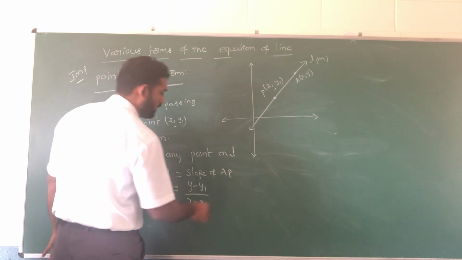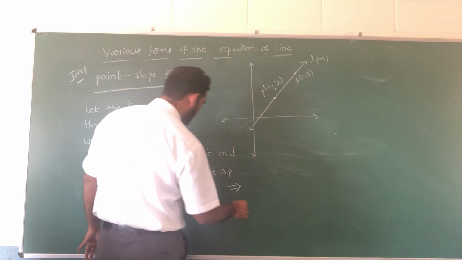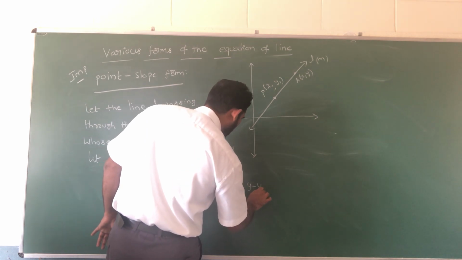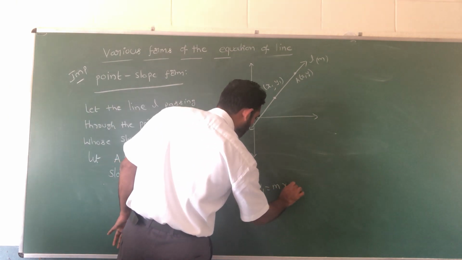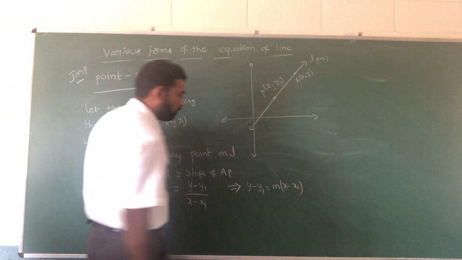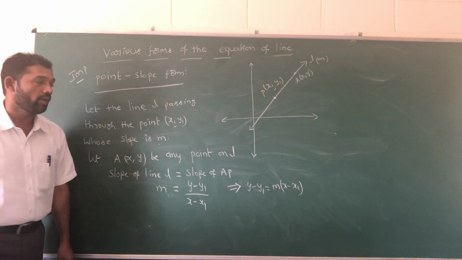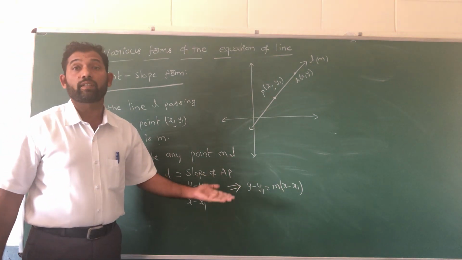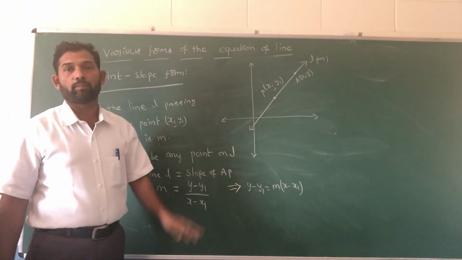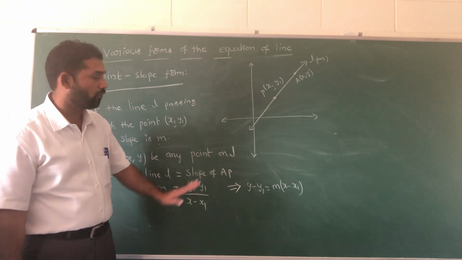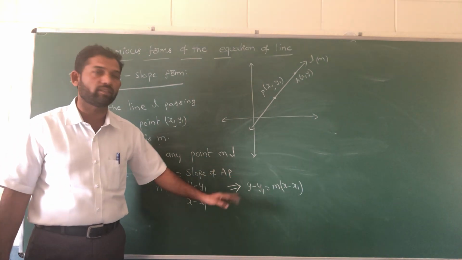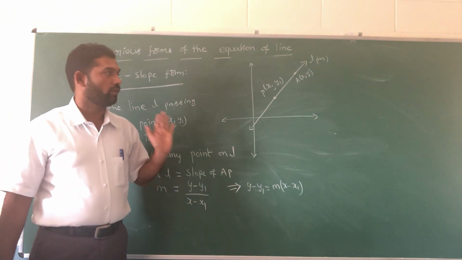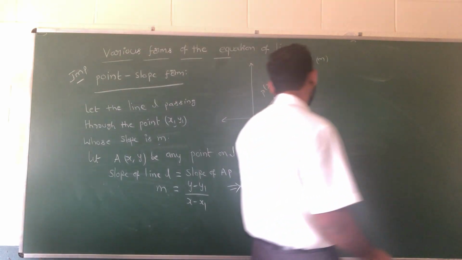Now cross multiplication you do. So what are we getting? y minus y1 equals m into x minus x1. This is the formula for the point slope form. You are going to prove the point slope formula, so this is the proof.